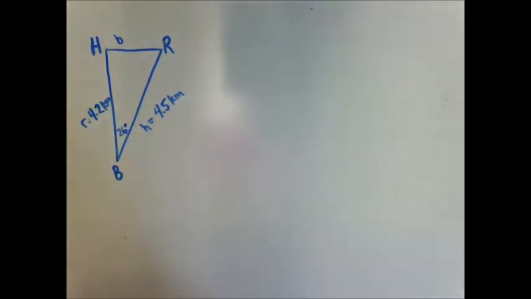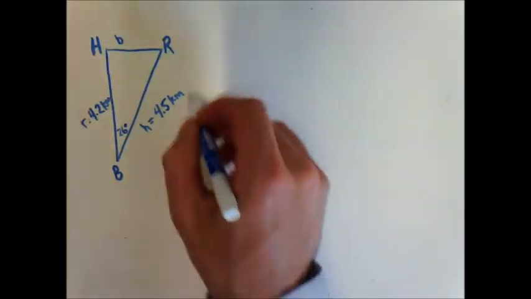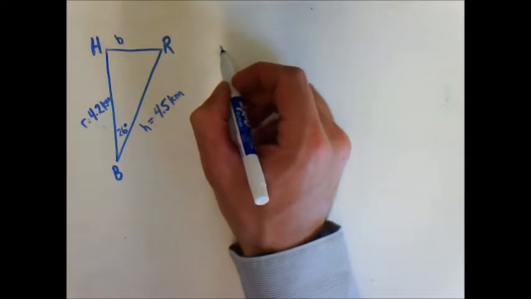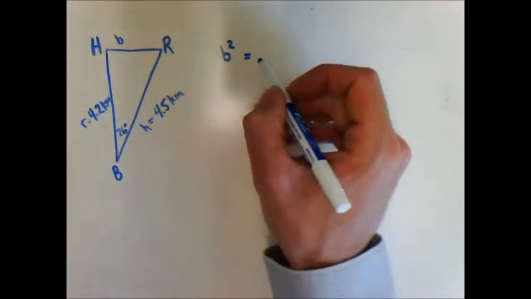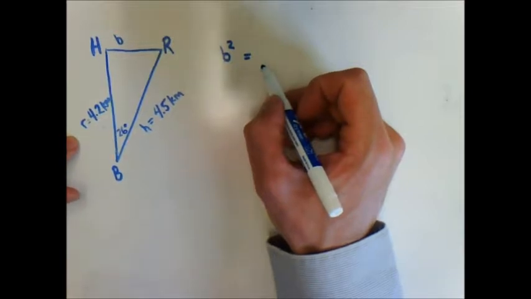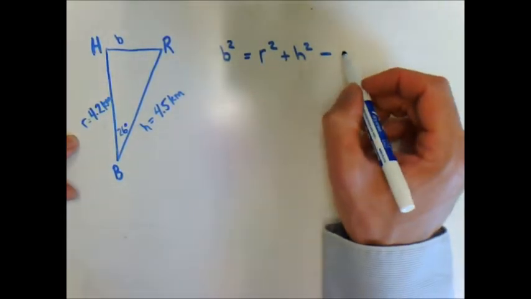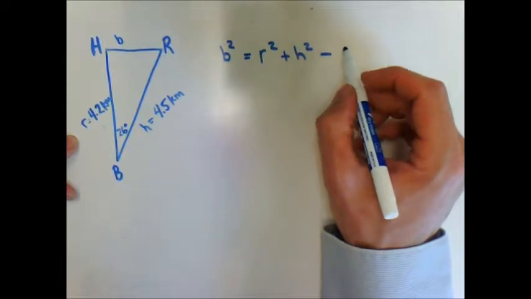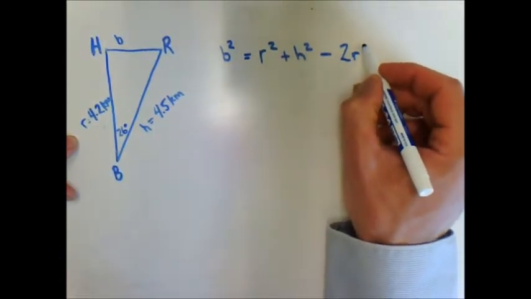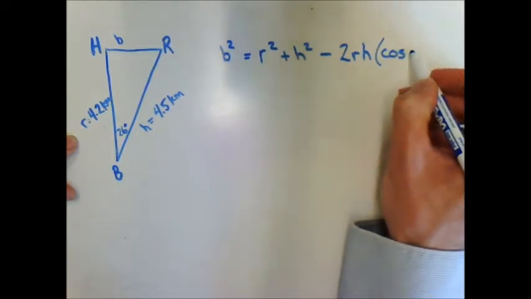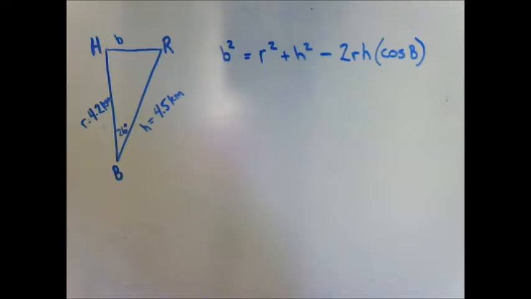We have angle B. So let's write the cosine law, because that's what we're going to be using, in a format that uses the variables that we have here. So if we're finding B, then B squared is equal to the sum of the squares of the other sides, r squared plus h squared, minus 2 times r times h, times the cosine of the contained angle, angle B. So there's our cosine law, exactly how we wrote it before, but we've changed the names of the variables to match our diagram. Instead of using ABC, we use BRH.